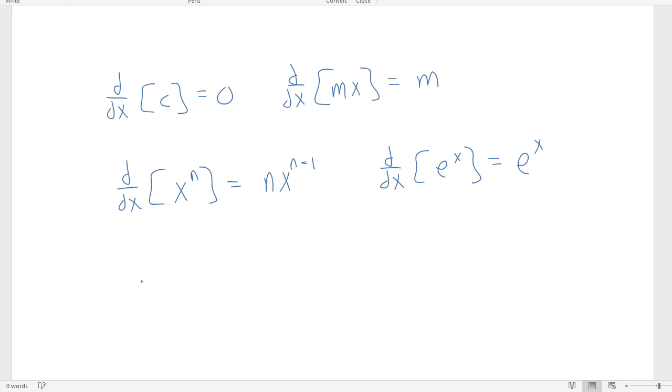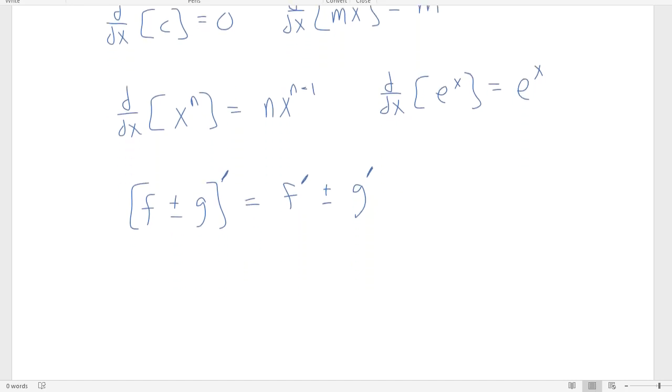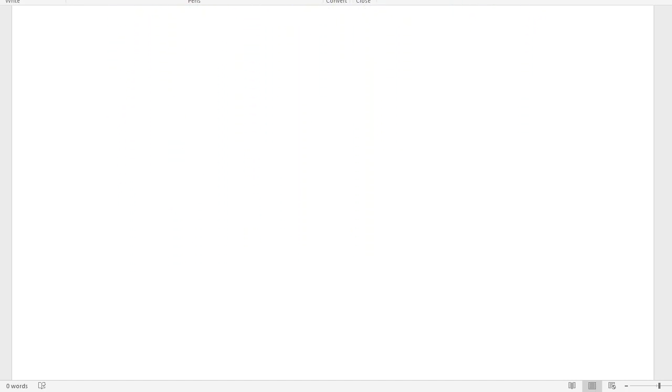And then we talked about the sum or difference rule. I'm going to get lazy and use the prime notation. If we have f plus g that we're taking the derivative of, we can take the derivative of each individual function, so I thought about the operator moving over the plus or minus sign. We called this the sum or difference rule. In this video we'll continue to see these rules, and then we'll introduce the product rule and the quotient rule, and we'll look at some specific examples of how to apply those rules.